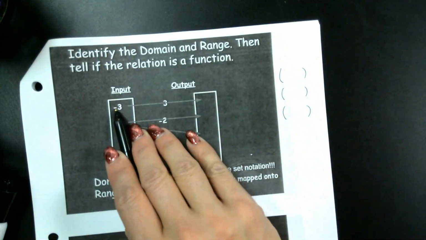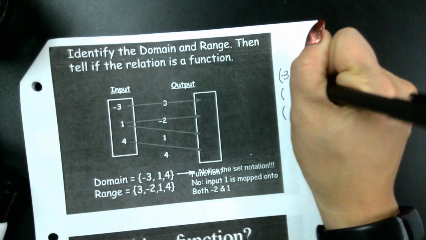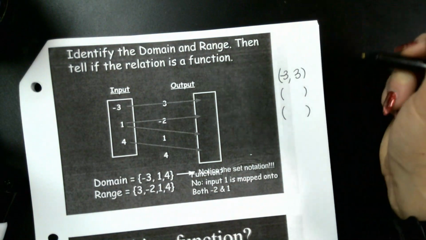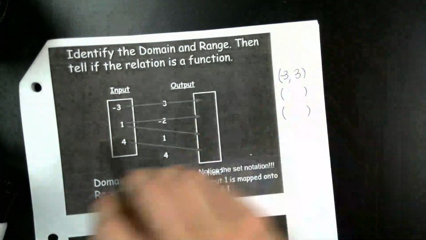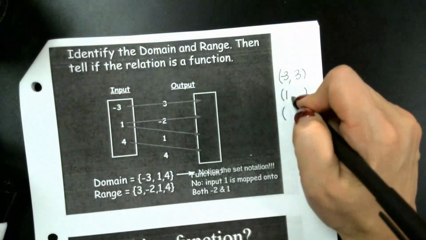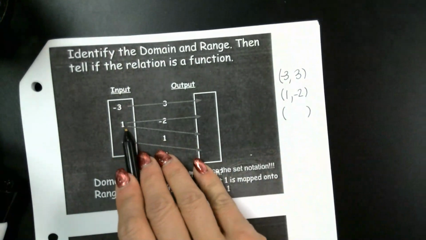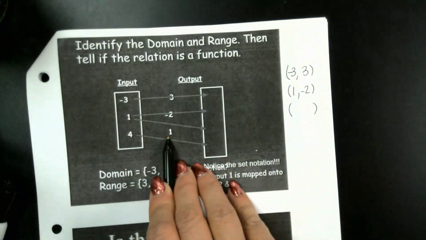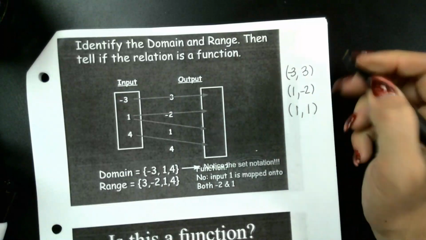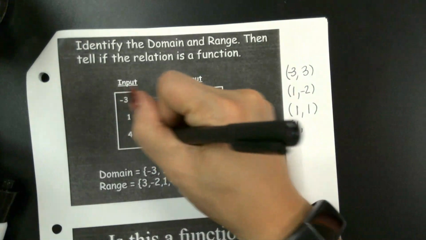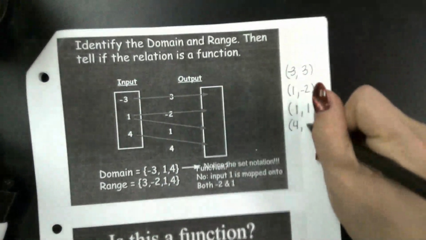So if we take this -3, what does it map to? What number? +3? Good. How about the 1? Goes to the -2. Okay, now that 1 has another arrow. So the 1 also goes with the 1. And then what about the 4? The 4 would go to, this 4 should be down here, so the 4.